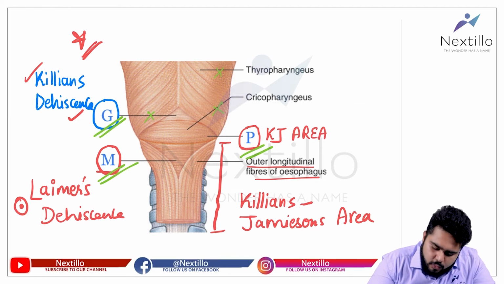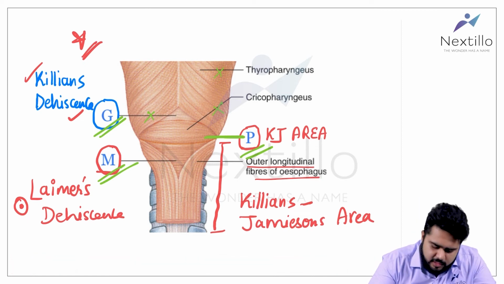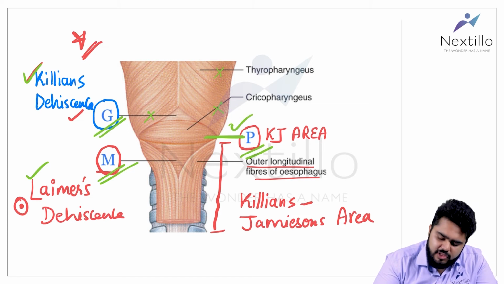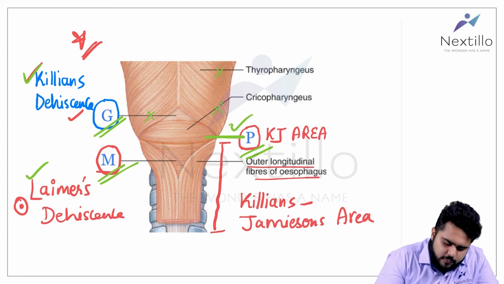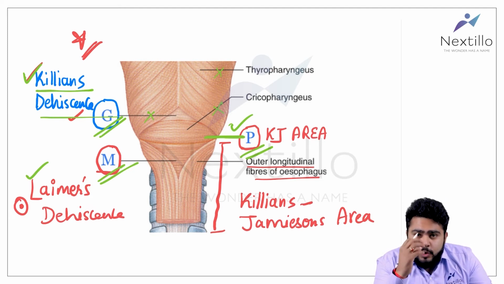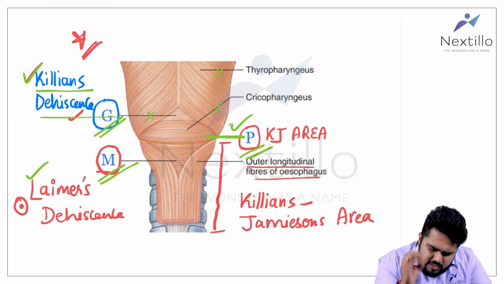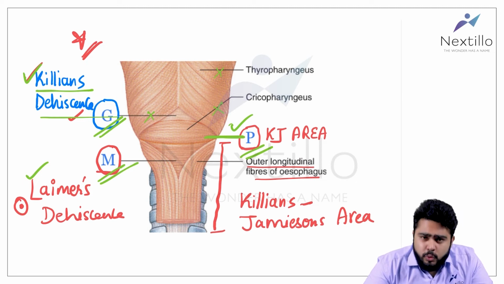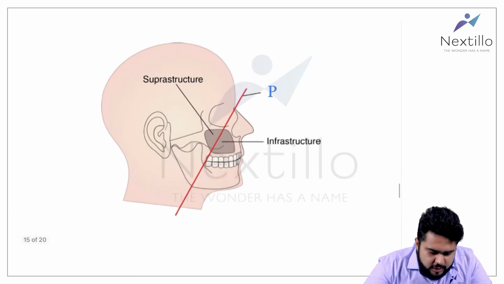They'll only put one arrow, even if they put it over here, and they may ask, what is this? What does this arrow represent? Lymer's dehiscence, Killian's dehiscence, KJ area, and they'll put one more name. Most of the students will be marking it as Killian's dehiscence, and that will be wrong. So you'll be losing marks on such an easy question. So do not do that. Let's move to the next question.